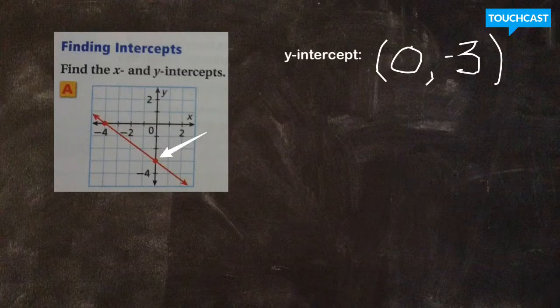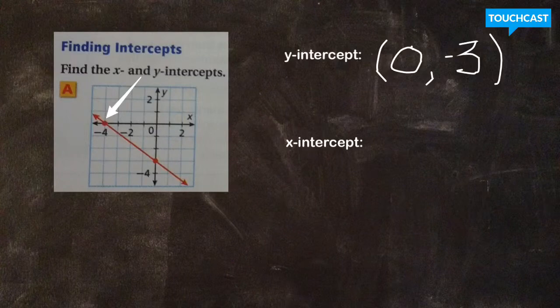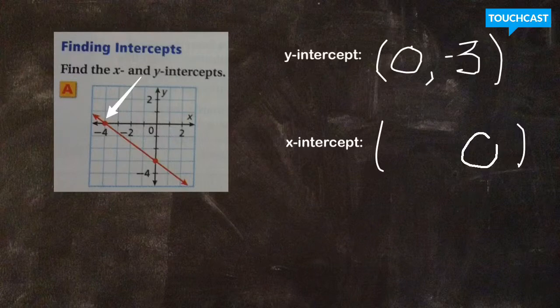Alright, now let's look for that x-intercept, which means we need to look at where the line crosses the x-axis. It's right here at this point. So let's write down what our x-intercept is. Remember, the x-intercept is a point, and this time the y value is always 0. The x value is the x value of our point, which is -4. So our y-intercept is at 0, -3, and our x-intercept is at -4, 0.